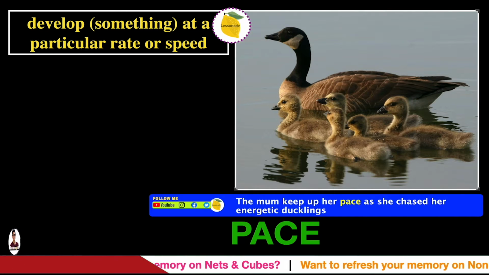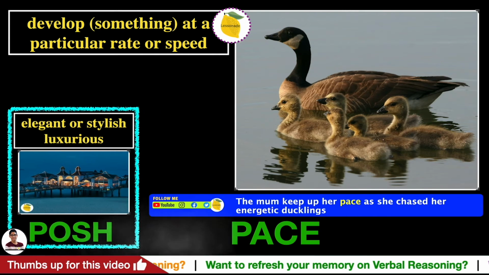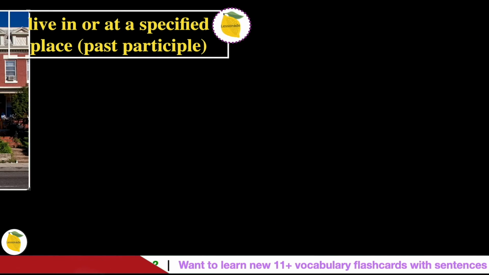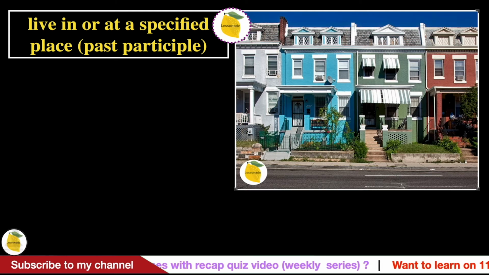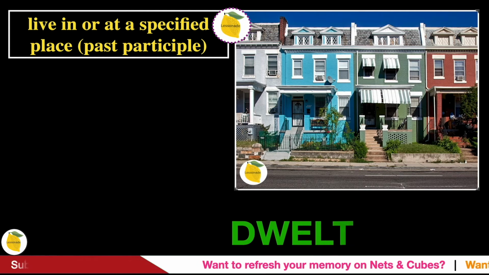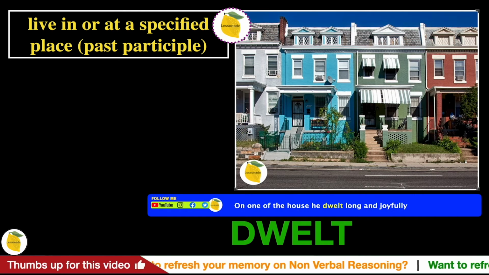So once again, before we go on to the next one, let's try to recall the previous slide. And the previous slide is posh. Let's go on to the next one. The next one is live in or at a specified place, past participle. In this picture, we can see a house where you can live in, and therefore the word will be dwelt. And the sentence for this word is, on one of the house he dwelt long and joyfully.